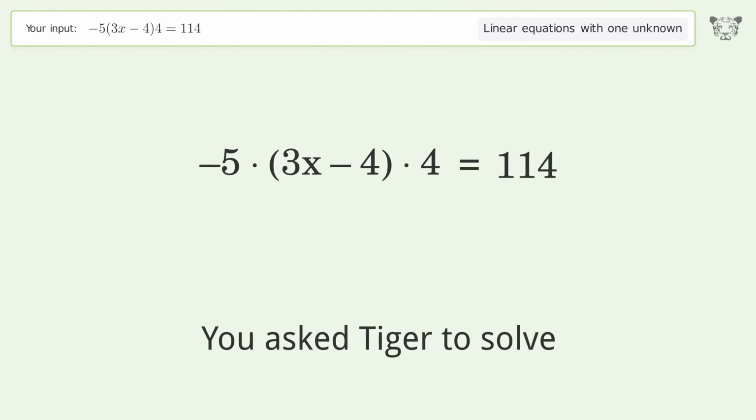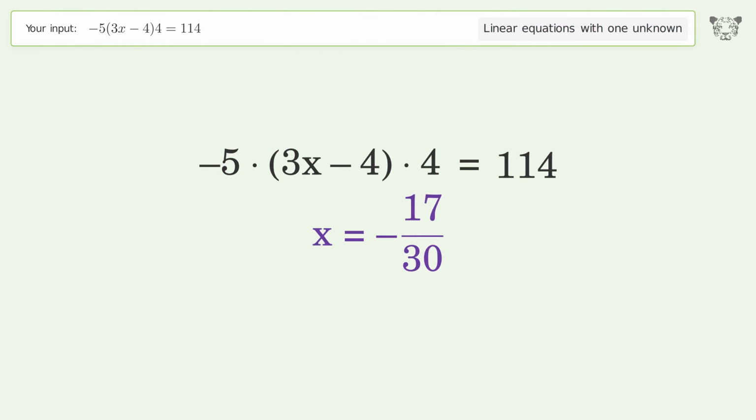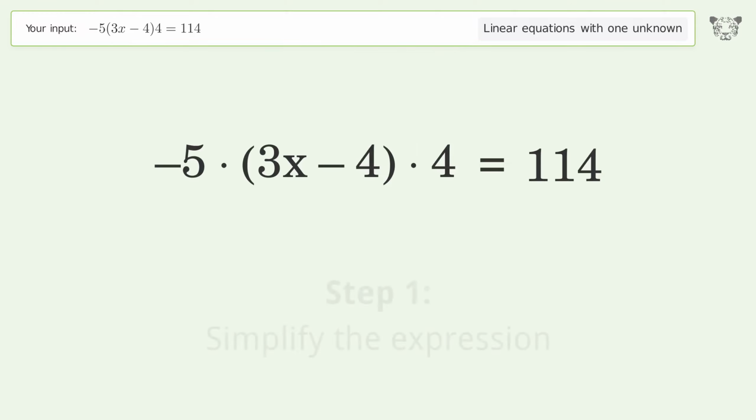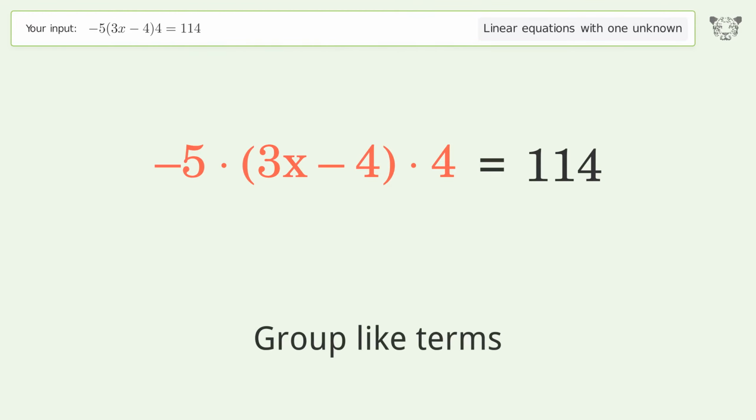You ask Tiger to solve. This deals with linear equations with one unknown. The final result is x equals -17/30. Let's solve it step by step. Simplify the expression. Group like terms.